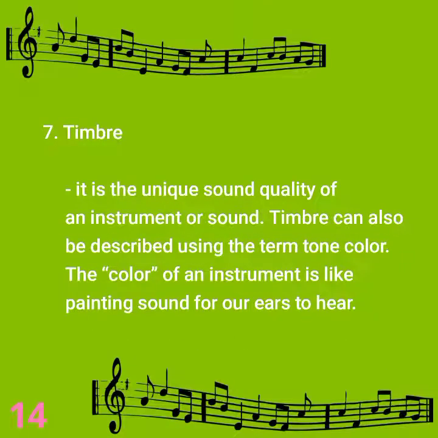Number 7. Timbre. It is the unique sound quality of an instrument or sound. It refers to the unique sound quality of an instrument. For example, a nylon string guitar and a steel string guitar each have a unique sound, and just by hearing them, we can determine the instrument.